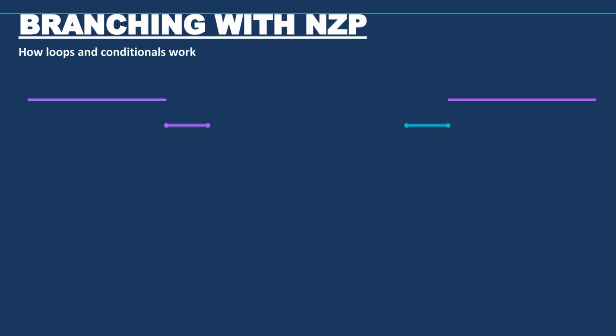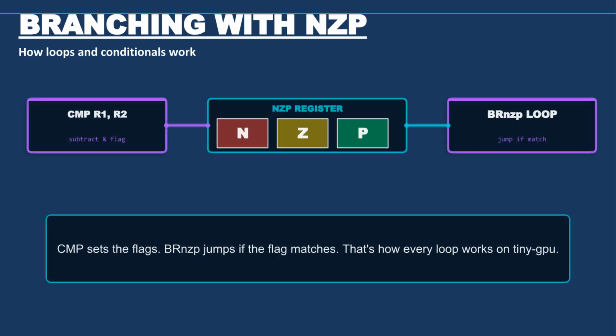Branching uses the NZP register, which holds negative, zero, and positive flags set by the CMP instruction. The BRnzp instruction then checks these flags to determine whether to jump to a new address, enabling loops and conditionals.